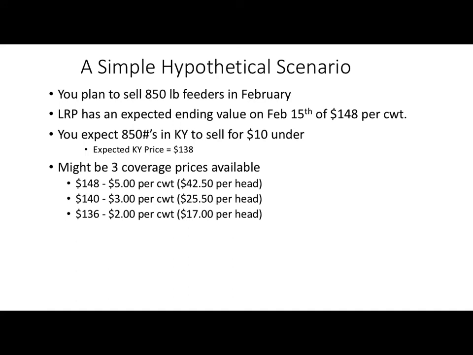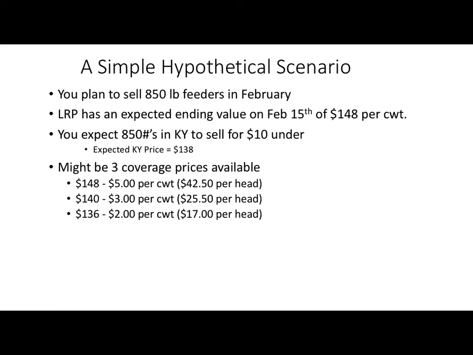Simple hypothetical scenario. This is what you might encounter though. You can buy coverage as close as 90 days out, or well, 13 weeks out, and then it's every 4 weeks after that. So 13, 17, 21, and so on. So for example, if I had 8 weights to sell in February, I might buy an LRP insurance product with an ending date of February 15th. If this was February 15th, the next ending date would be 28 days later, which would put it at March 15th.